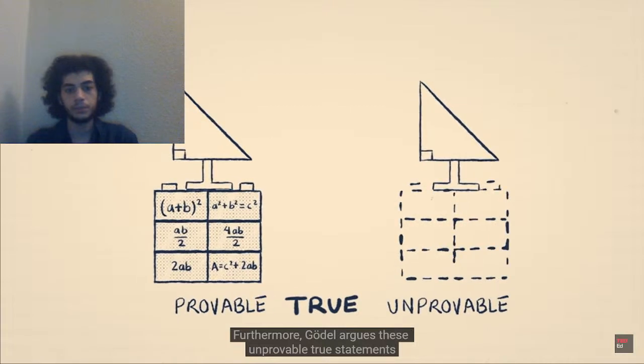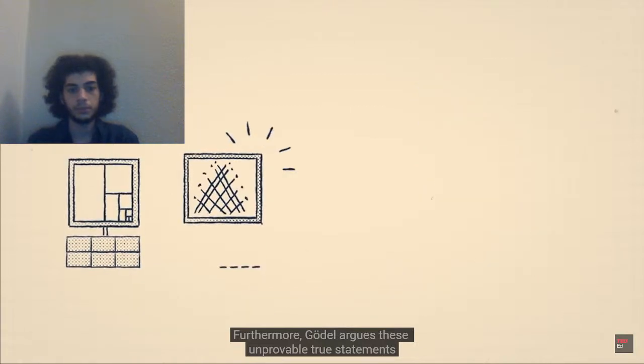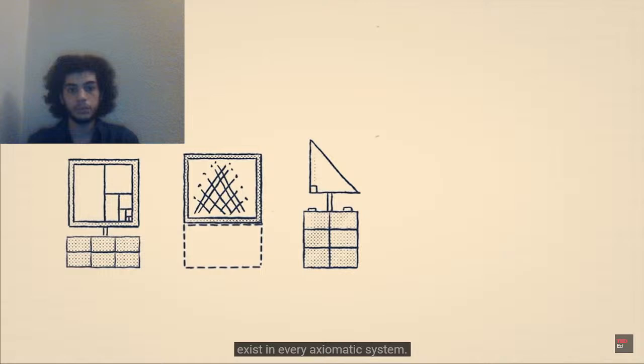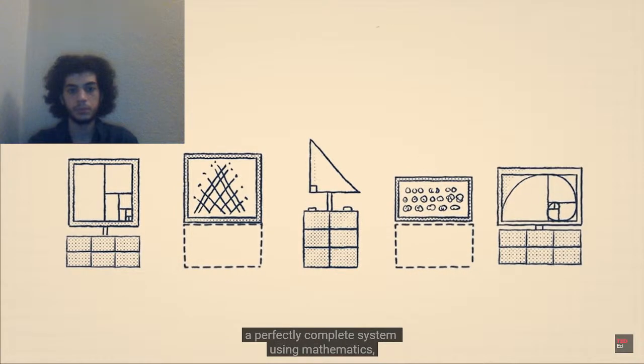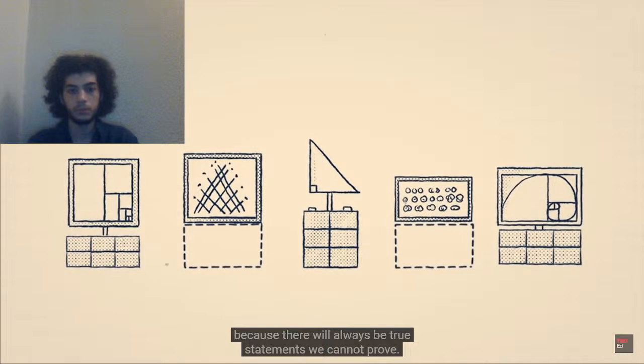Furthermore, Gödel argues these unprovably true statements exist in every axiomatic system. This makes it impossible to create a perfectly complete system using mathematics, because there will always be true statements we cannot prove.